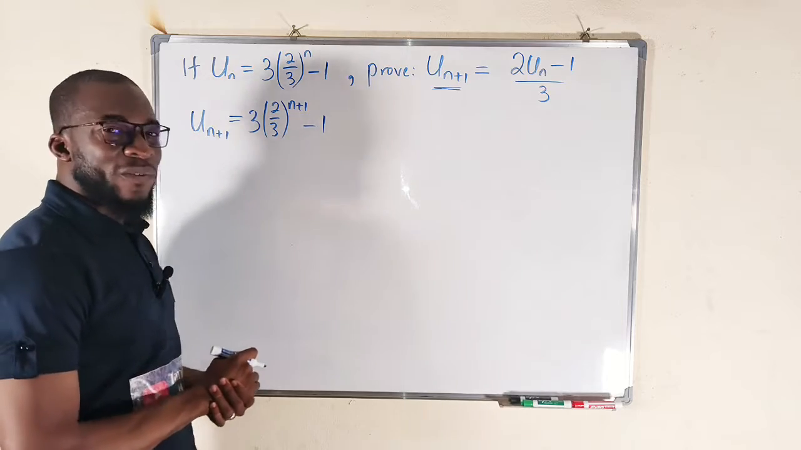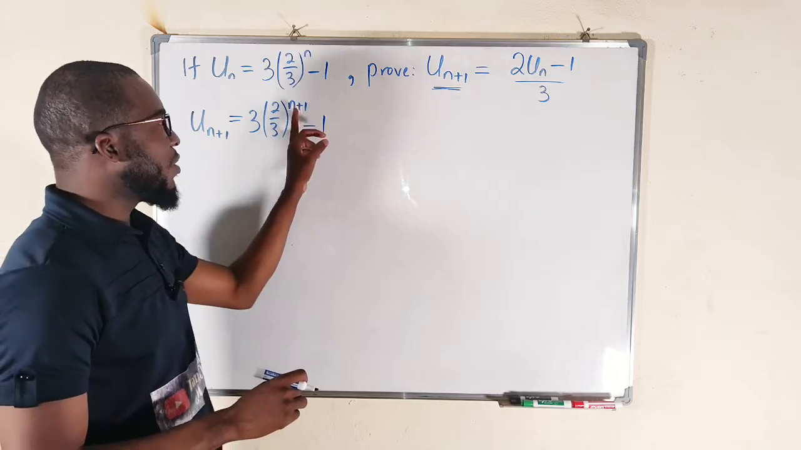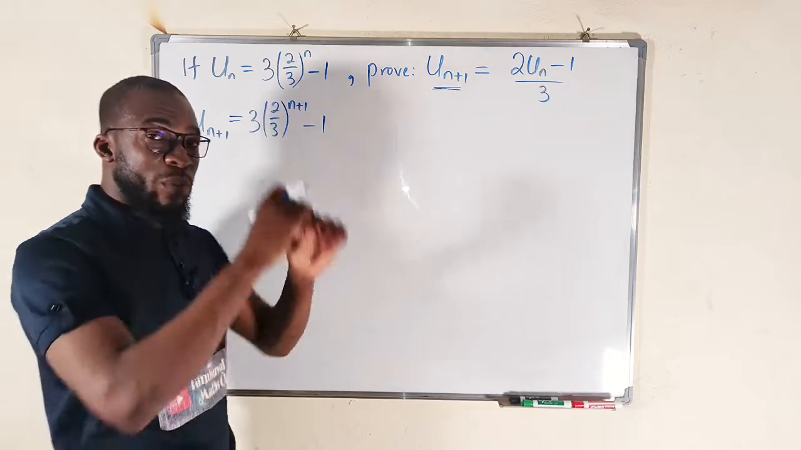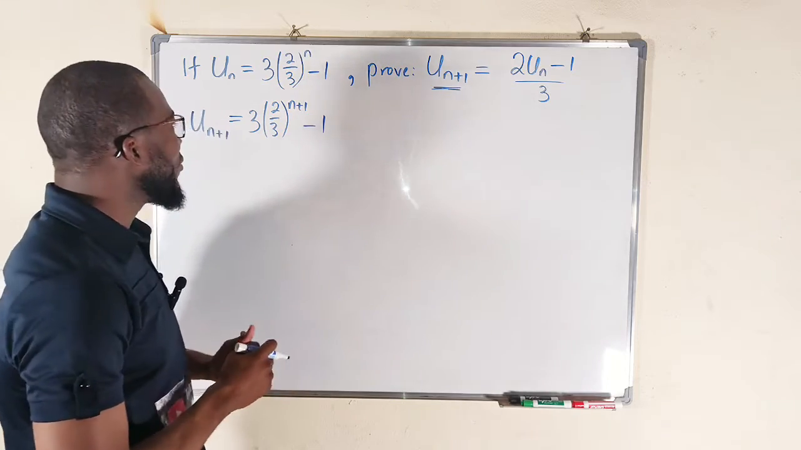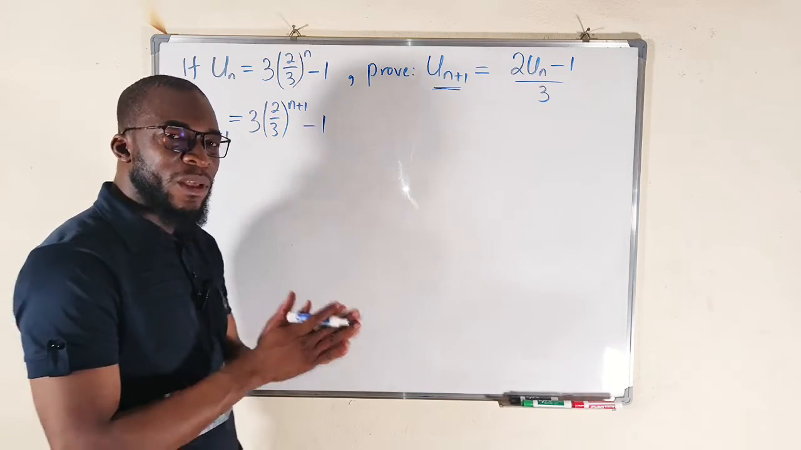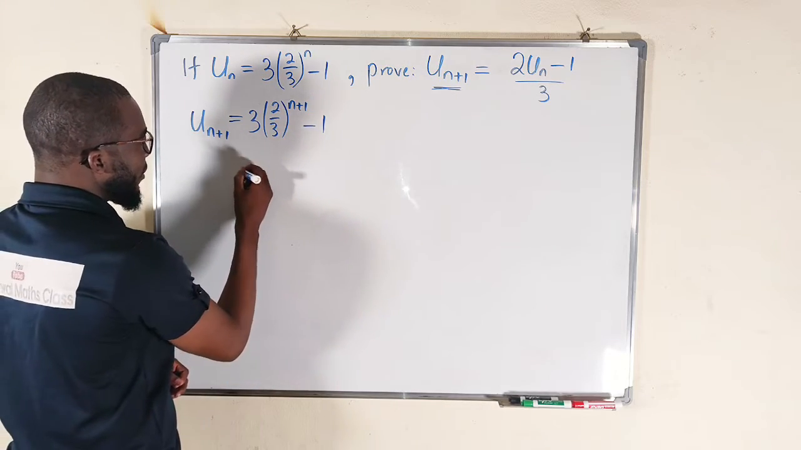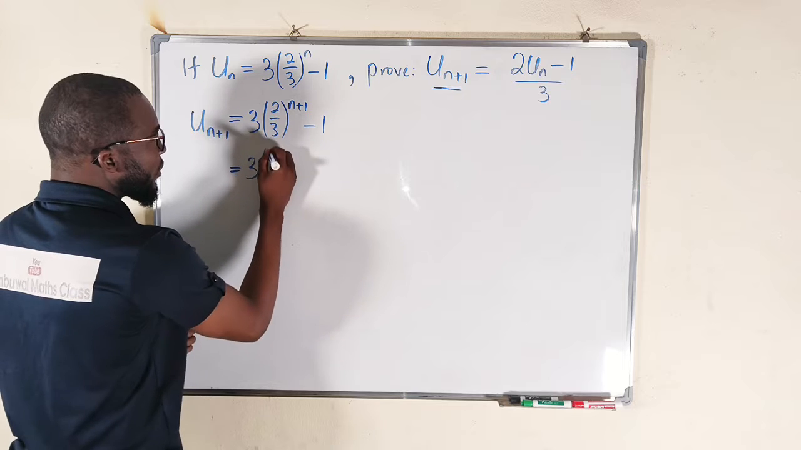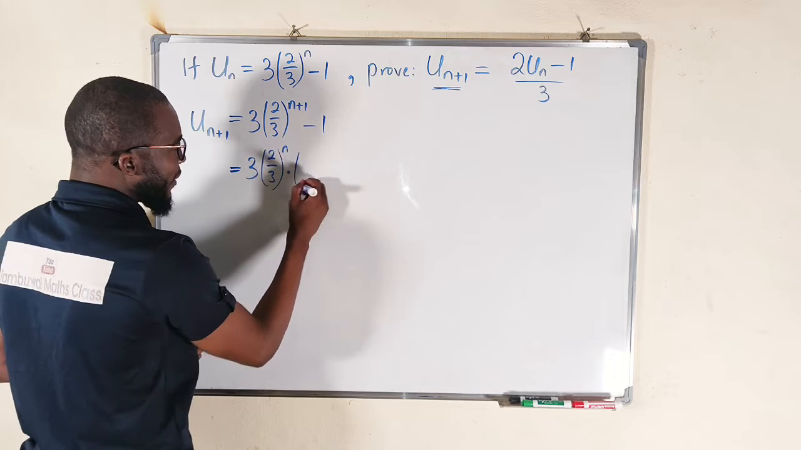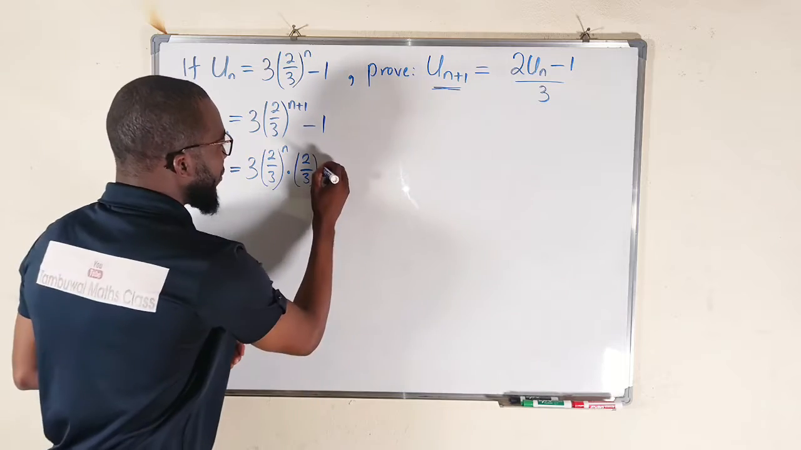According to one of the laws of indices, we can split this because we have (2/3) raised to the power of n plus 1. Can you remember? It can be written as (2/3) to the power of n, multiplied by another (2/3) to the power of 1. When you have common bases and you're multiplying them, you take a single base, then you add the exponents. So this is the same thing as 3 multiplied by (2/3) to the power of n multiplied by another (2/3) to the power of 1, which you don't have to write, then minus 1.